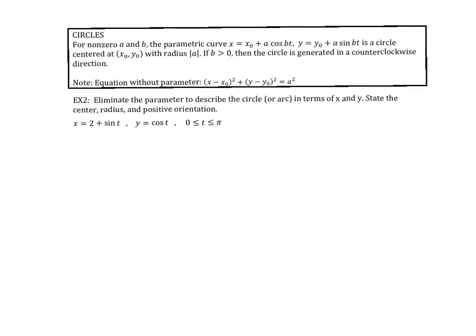So now what we're going to do is look at some specific types of parametric equations. We're going to look at circles and lines. Let's first start with our circles. So let's assume that our a and b values are not 0.